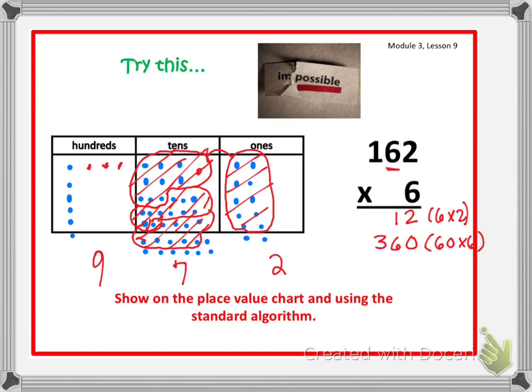Now remember, this is not just a 6. That 6 is in the tens place, so it's 60. We've got to get used to knowing that when we want to do our standard algorithm. And it also helps us in our partial product, too. And then the next one, that's not just a 1, that's 100. So 100 times 6 is 600. And now we need to add up our partial products. 972, just like we have in our partial product.